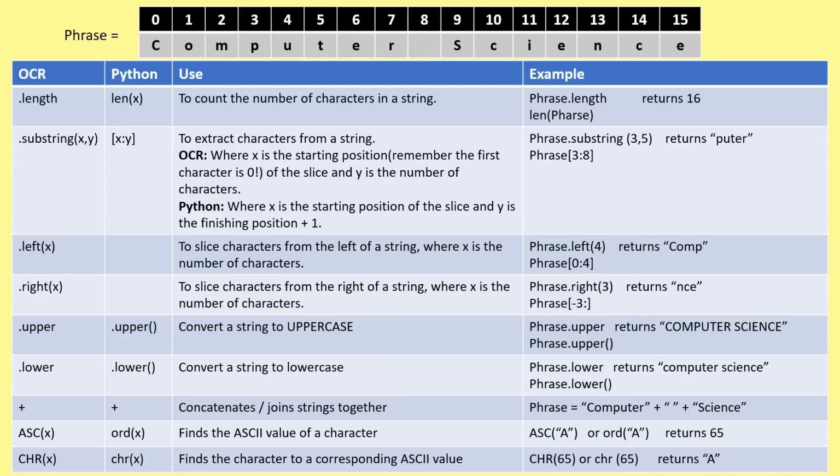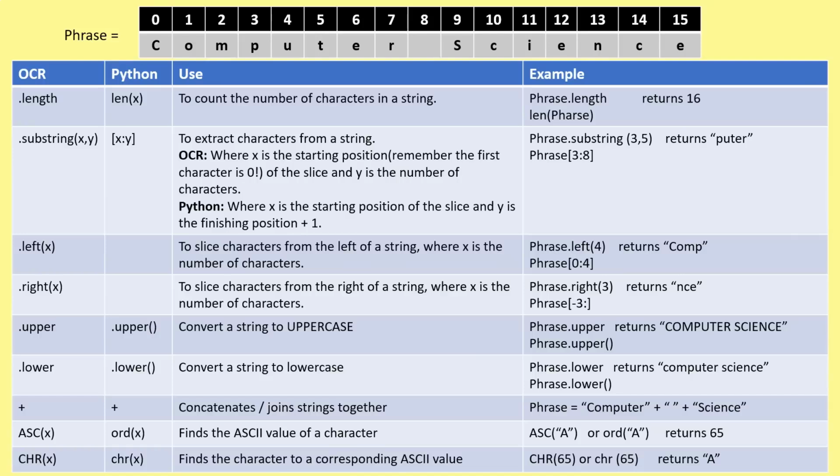So again, one more time, phrase.substring(3, 5), start position 3, take 5 characters, gives me puter. In Python, that is phrase[3:8]. Start at character 3, keep going until we get to character 7, and again, that would return puter. In the OCR reference language, we've got the concept of .left and .right, where we slice characters from the left of a string or slice characters from the right of the string. That doesn't really have an equivalent in Python, but we can do that with slicing, as you can see in the examples. In both OCR and Python, you've got .upper and .lower, and these convert a whole string to uppercase or a whole string to lowercase.